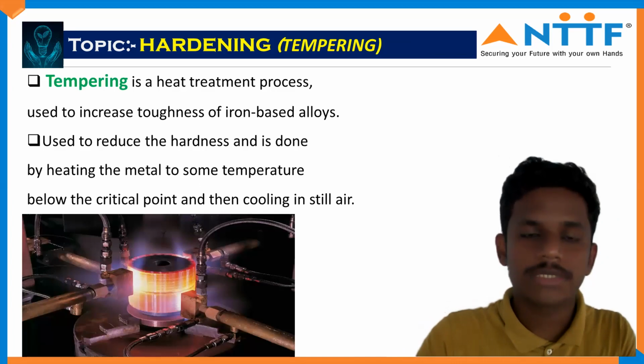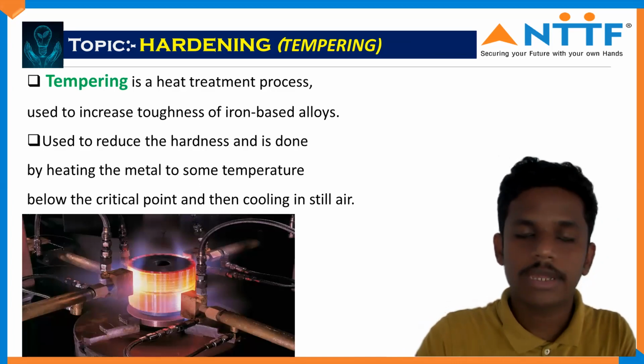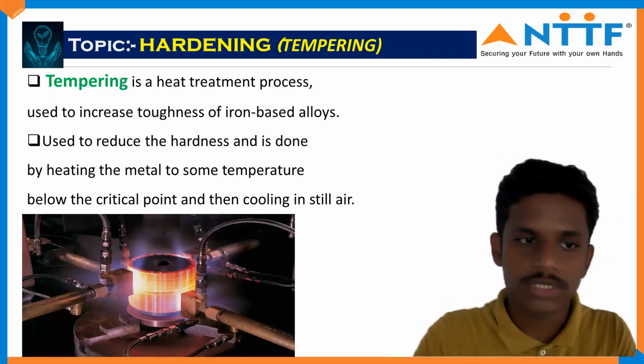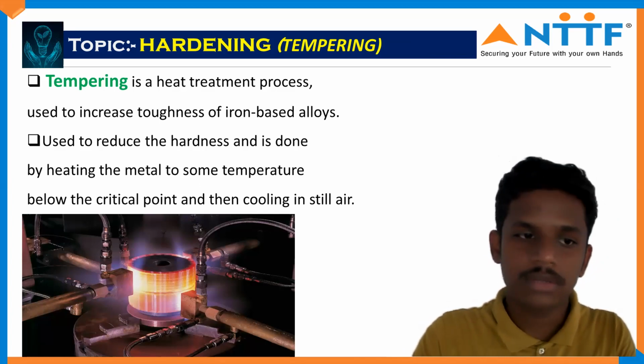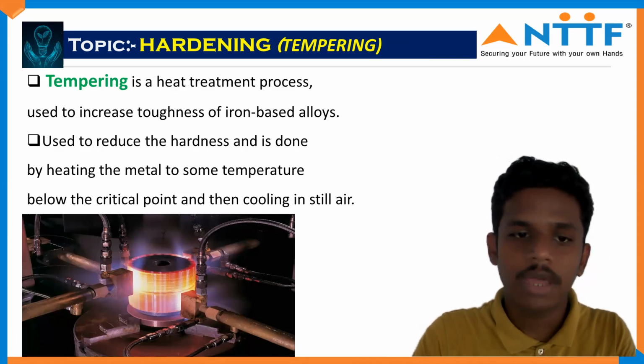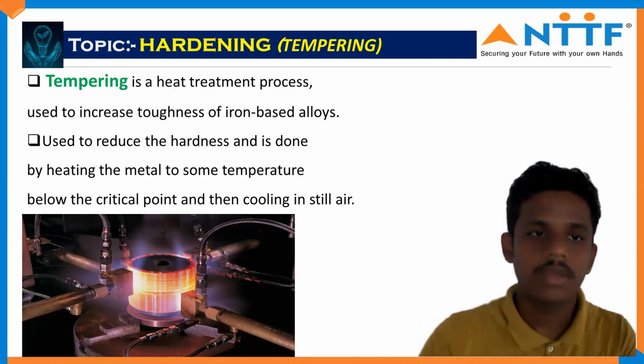Tempering. Tempering is a heat treatment process used to increase toughness of iron-based alloys. It is used to reduce the hardness and is done by heating the metal up to some temperature below the critical point and then cooling in still air.